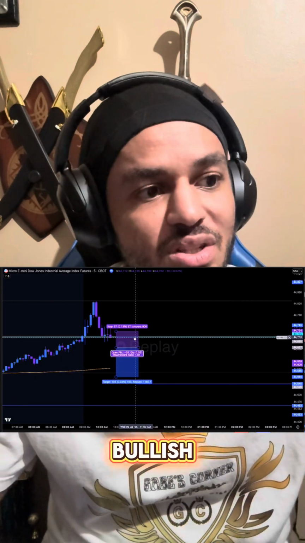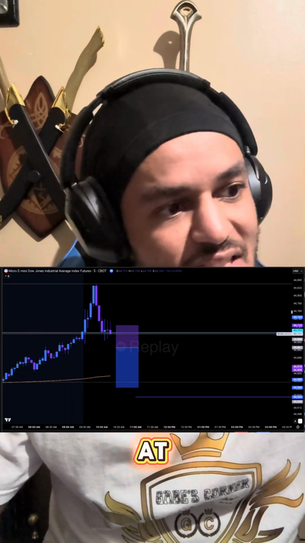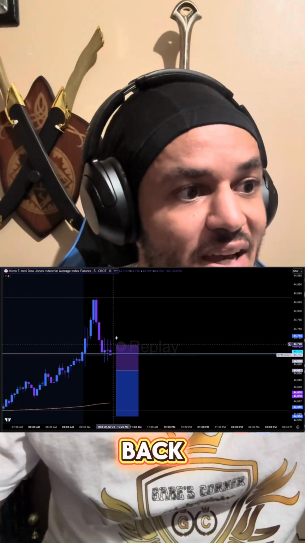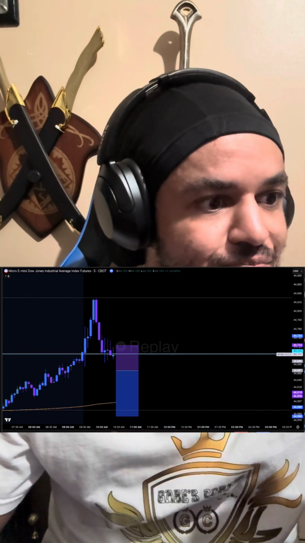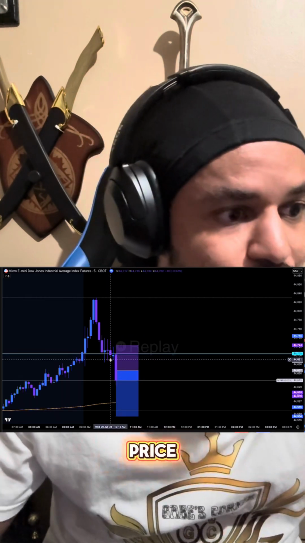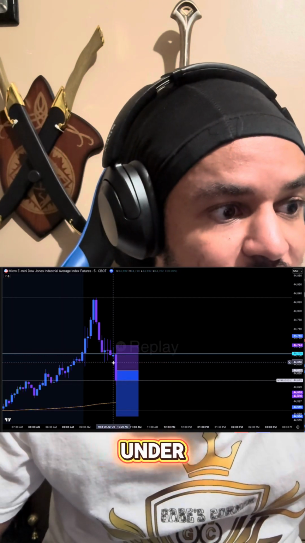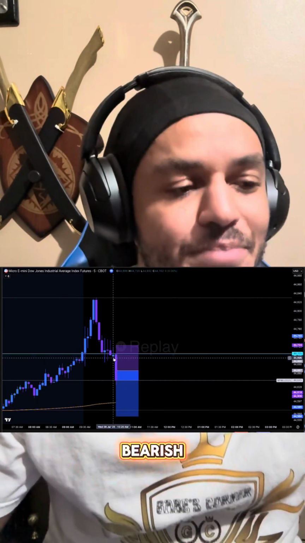We want a bullish indicator candle right at this area to see it go back up and hopefully reach this high. Now that's what I was thinking at first, but then I saw, we're going to see exactly what I saw because we're seeing it in real time right now. Right now I saw a boom. I saw that price snap back under with a bearish pin bar candle.